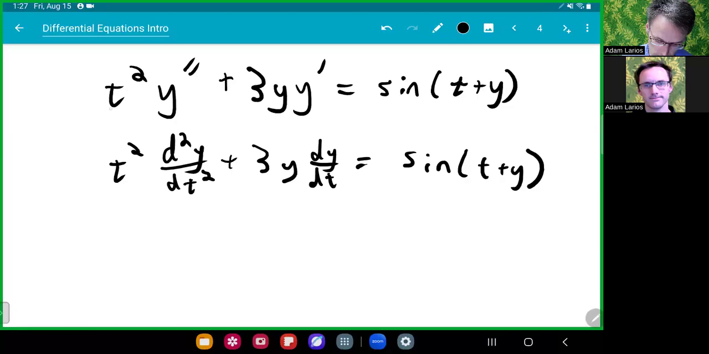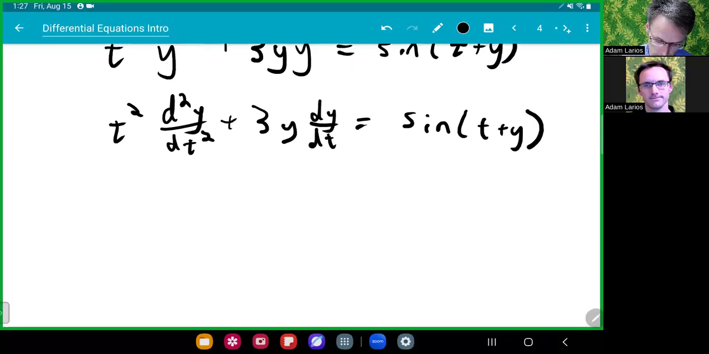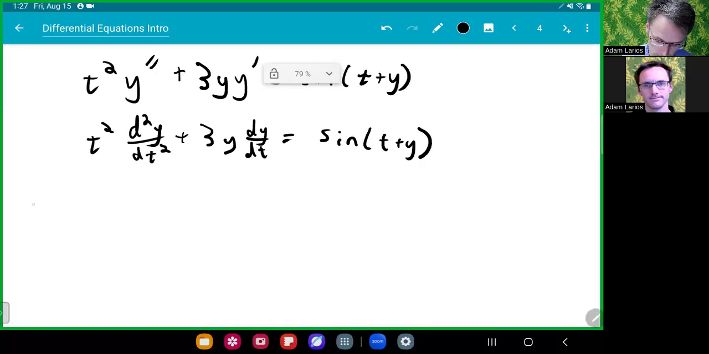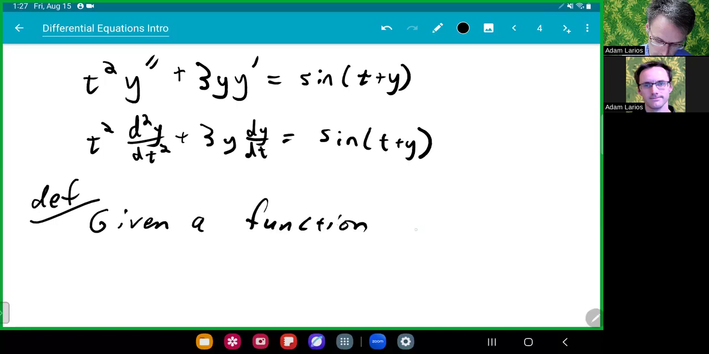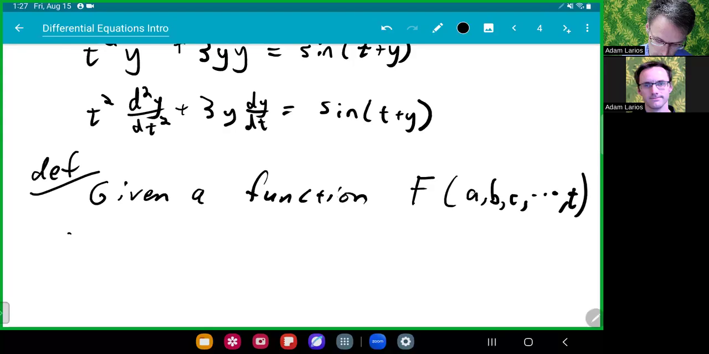The equation itself, we can generalize. So let's talk about a general definition. Given a function f, and we'll just say it takes in a whole bunch of different variables, maybe something like a, b, c, dot, dot, dot, and maybe some independent variable there, which I'll still call t. So we could have as many inputs here as you want. We might just have one input, whatever it happens to be. But a differential equation, so here we're defining what a differential equation is.